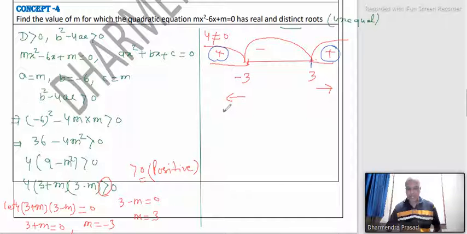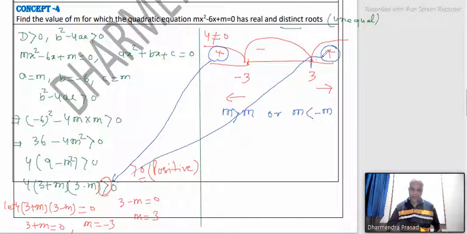So we can say m is greater than 3 or m is less than minus 3. In both cases, this is showing positive. You see, this is the positive part. This part is the positive part. So for positive, you have to take the positive value. If it should be less than 0, then you have to take the negative value, depending on the question. But here in the question it is a positive one.